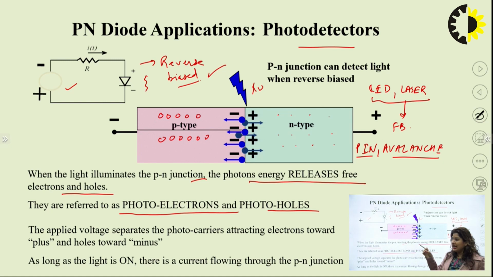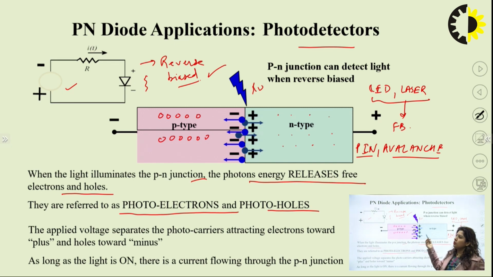So as long as the light is on the photodetector, there will be a current flowing in the PN junction. We can see from the left diagram that there will be a flow of current, which is represented by I of t. Whether it is a forward bias condition or a reverse bias condition, the current will automatically flow, but the current is higher in the case of forward biasing.